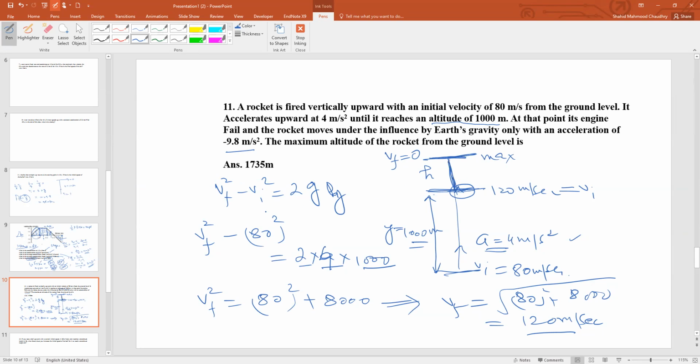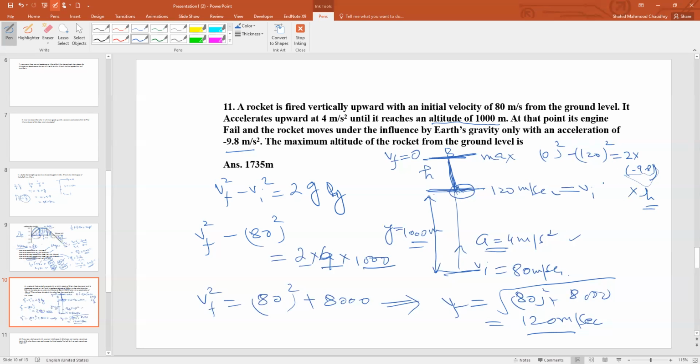To find this distance, apply the same equation: vf square minus vi square is equal to 2 into a into h, so 0 square minus 120 square. Now from point A to point B, the rocket is moving under gravity, so the acceleration is minus 9.8, multiplied by h. We want to find h.